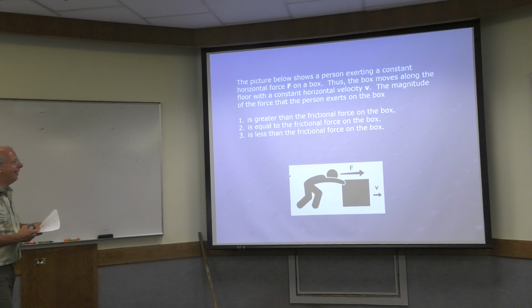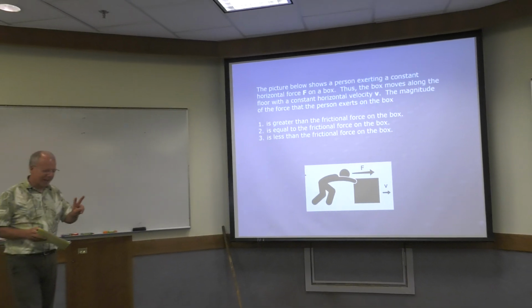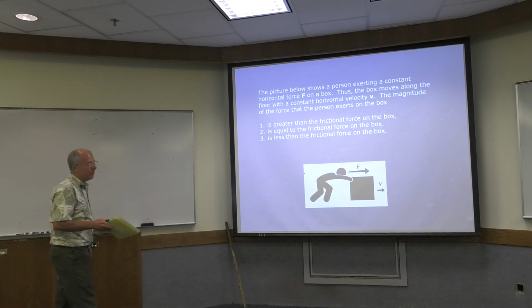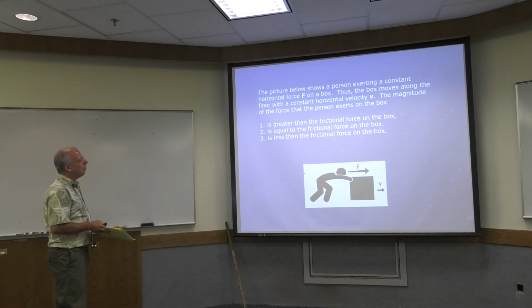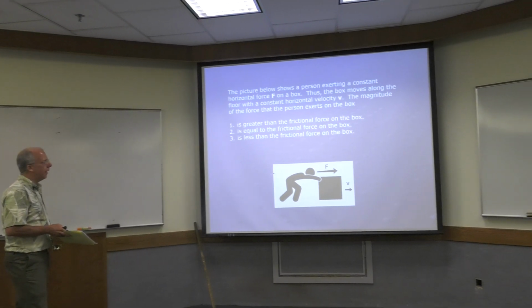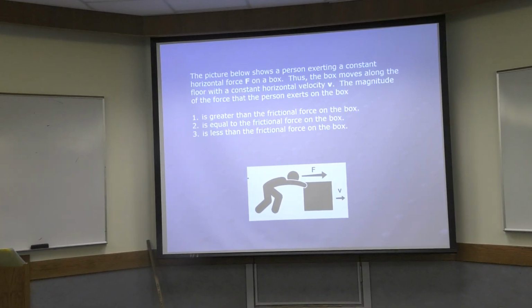Okay. Oh yeah. So the next two questions are really important. That's all I can say. You might see them again. The picture below shows a person exerting a constant horizontal force F on a box. Thus, the box moves along the floor with a constant horizontal velocity v. The magnitude of the force that the person exerts on the box, blah, blah, blah. All right, so pause your video and figure it out.